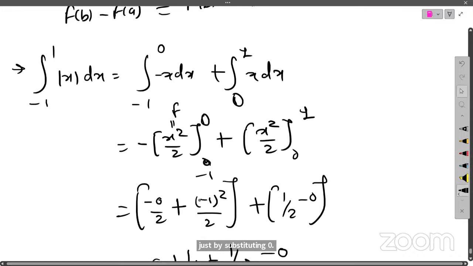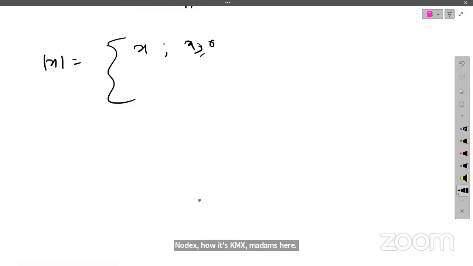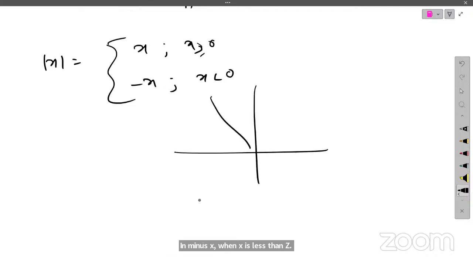See, mod x, that's how we define mod x. So what is the modulus of x? Modulus of x is nothing but x when x is greater than or equal to 0, and minus x when x is less than 0. This is the graph of modulus of x, right?